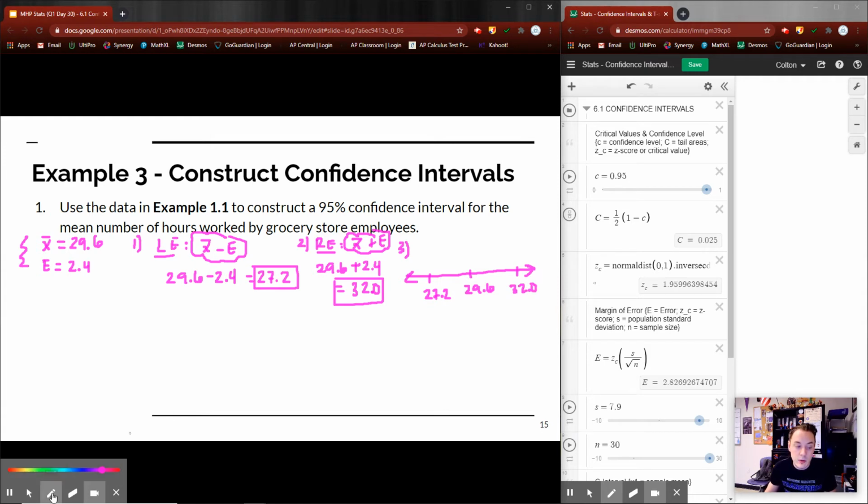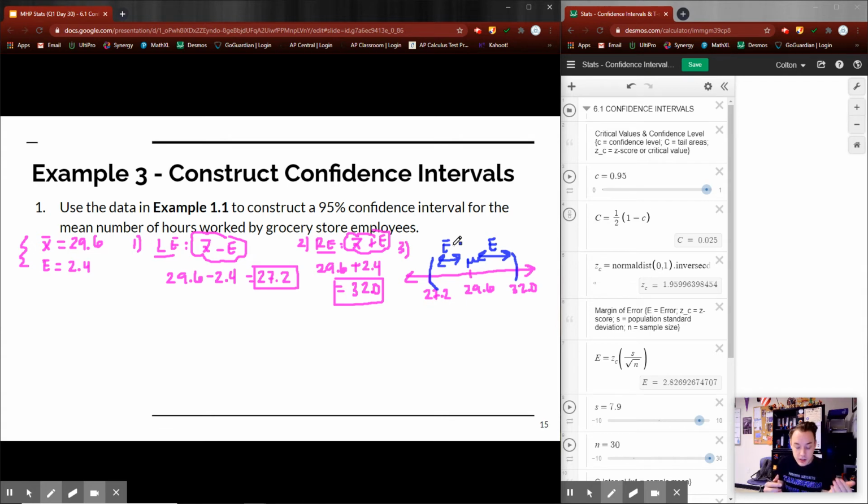32.0. So what this will look like is this in parentheses, because it's an interval and the endpoints are not included. It's no brackets or anything. It's no less than or equal to or greater than or equal to. It's just less than or greater than. And in between each of these is what I call the margin of error. And in the middle is your mu, your population mean. So that's basically how to construct it by hand.